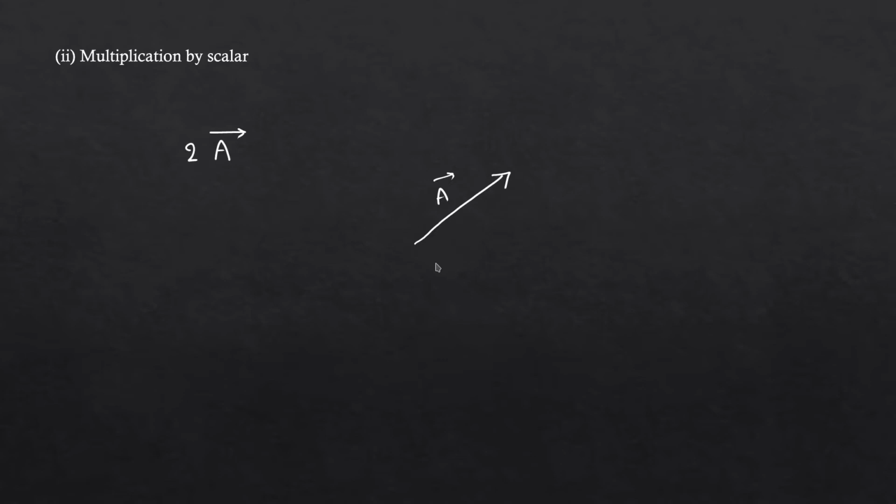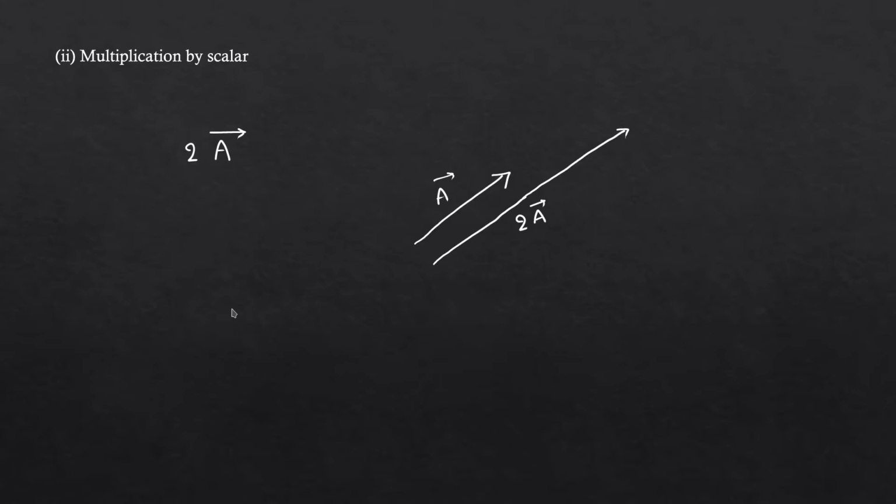So how will this vector look? It will be vector A, the original one, with the same direction but with double the magnitude. So this is double the magnitude of vector A, so this will be 2 vector A. The direction will be exactly the same, parallel to vector A. So this is how we multiply a vector by a scalar. The magnitude just scales, the direction remains the same.